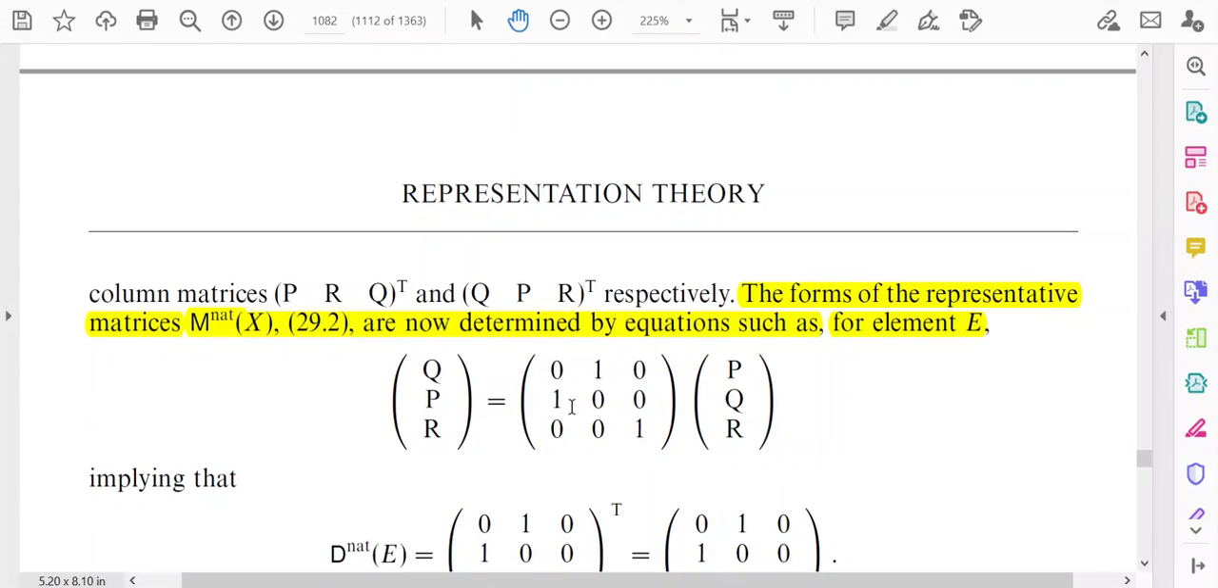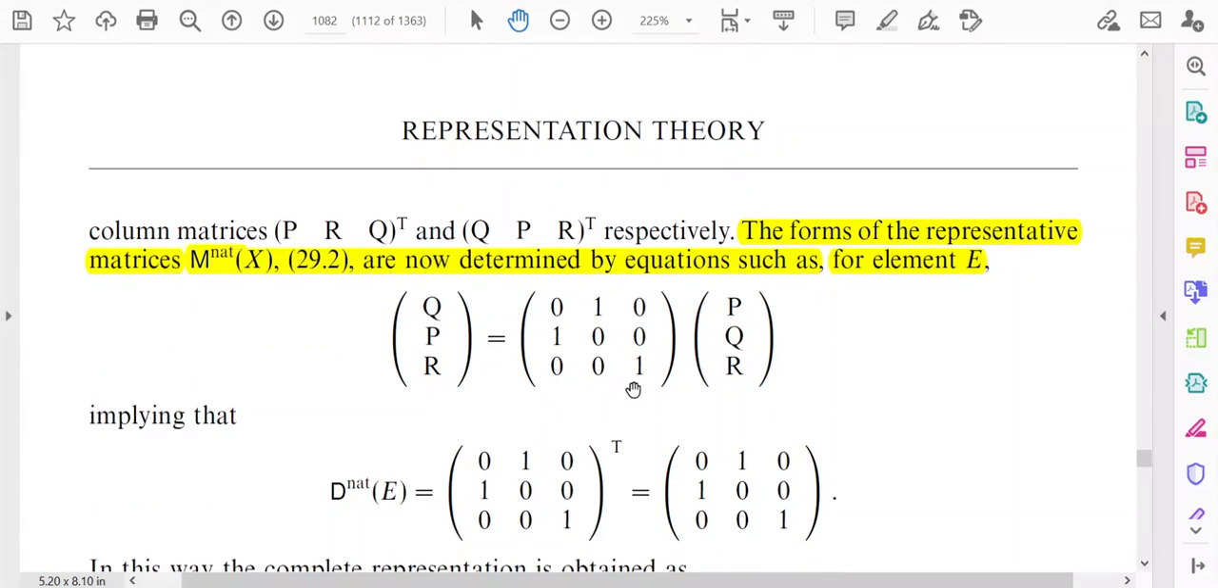So you have to find the matrix elements for the representative matrix, and the process was already described in our earlier lecture, and I think you can find it very easily. So if you place 1 in this position and 0 in all other positions, then after multiplication of this matrix with PQR, you will obtain element E, that means Q, P, and R. So naturally the representative matrix D will be the transpose of this particular matrix M, because we know that D is equal to the transpose of M. This is actually M. So the transpose of M will be D.